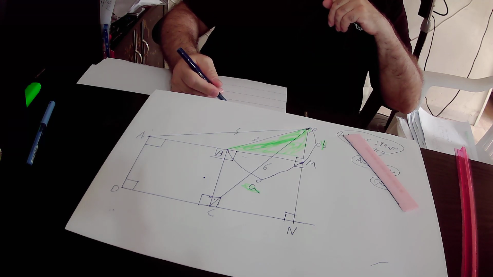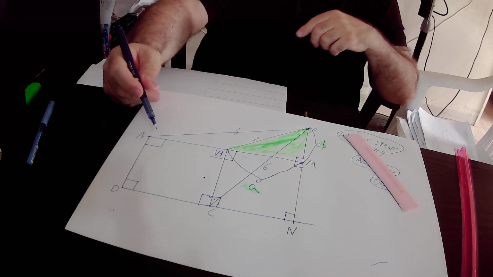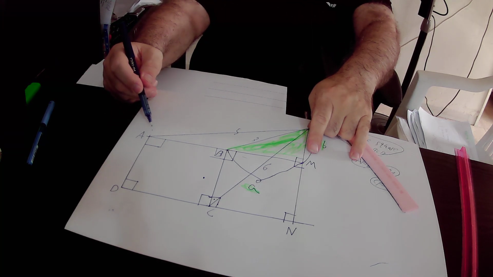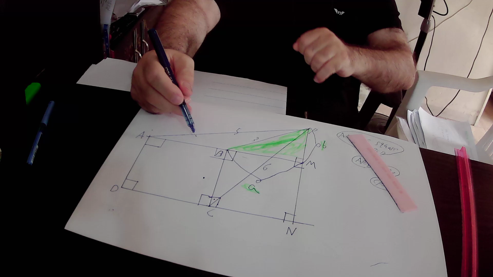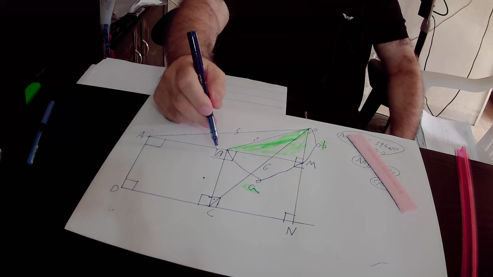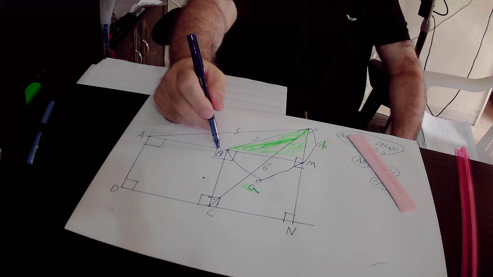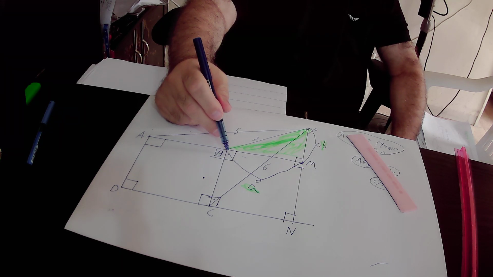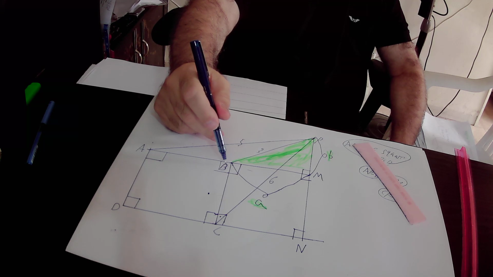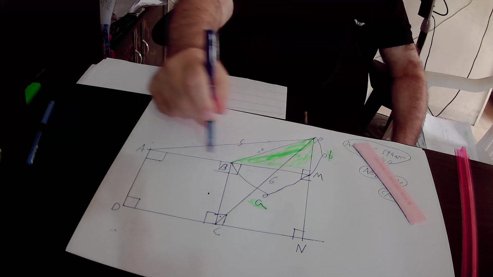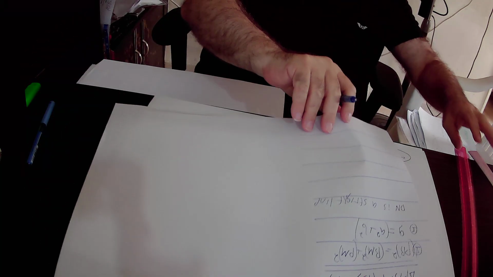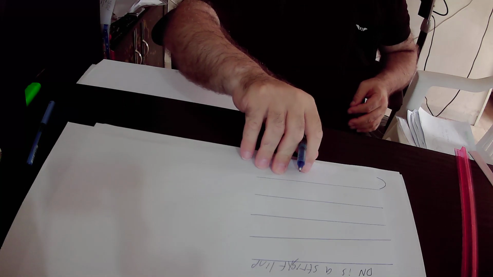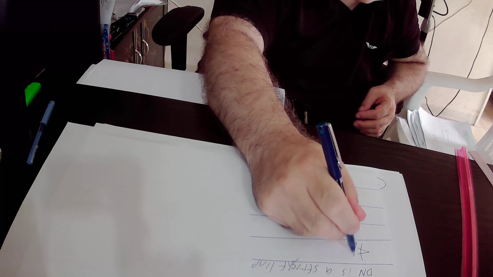Okay, so we focus on the lower side of line segment AM at point B. On the lower side of AM at point B, we have this angle that is equal to 90 degrees, plus this angle that is also equal to 90 degrees. 90 degrees plus 90 degrees is 180 degrees. That is to say, angle ABM equals 180 degrees. Write it down, angle ABM equals 180 degrees.